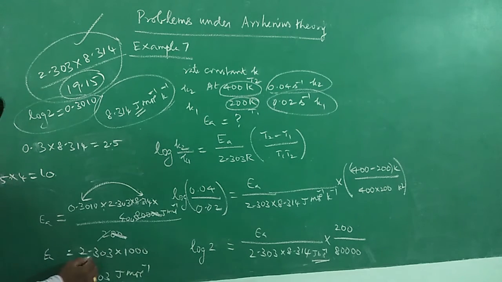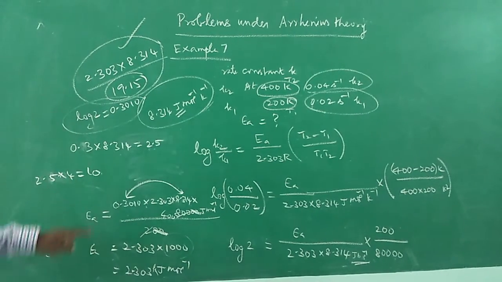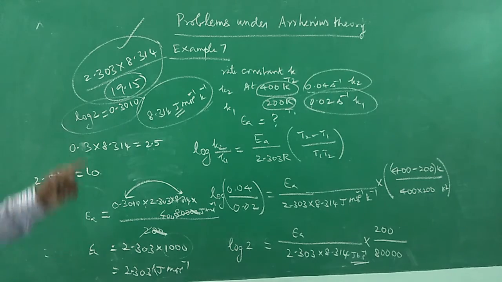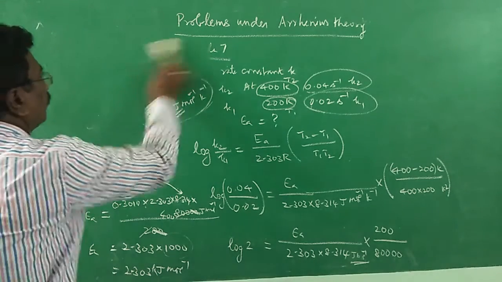Alright. 2.303 into 1000. The 1000 goes for converting joule into kilojoule. To convert joule into kilojoule, 2.303. Otherwise, 2303 joule per mole. So that is about the calculation of energy of activation. Even if you want, you can refer and find out.